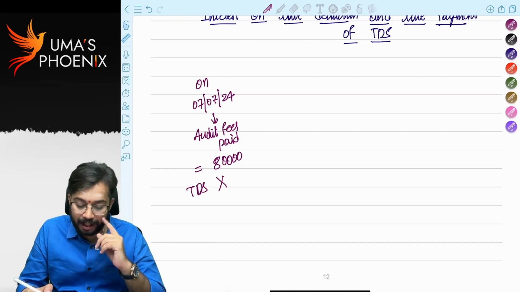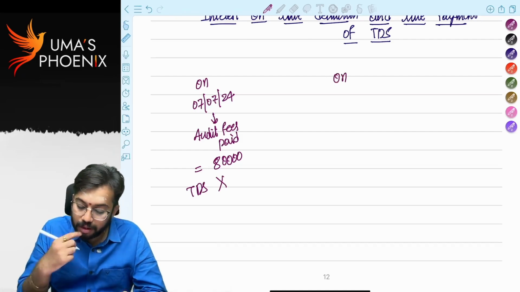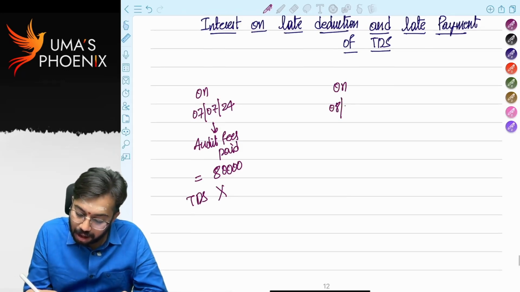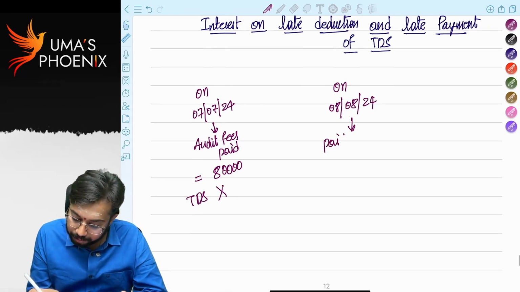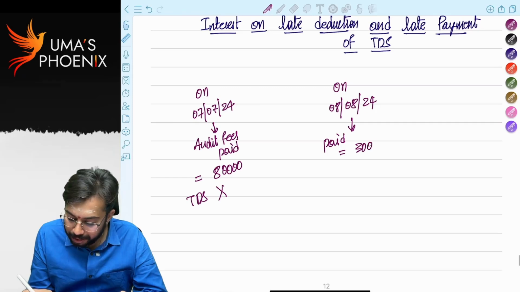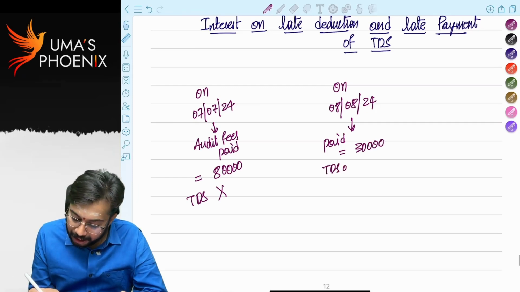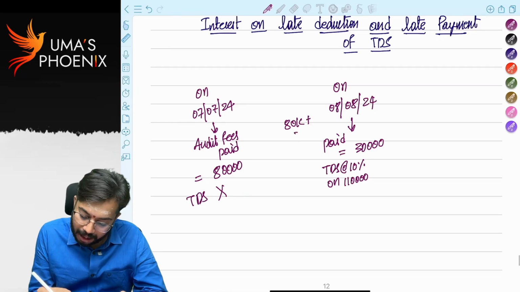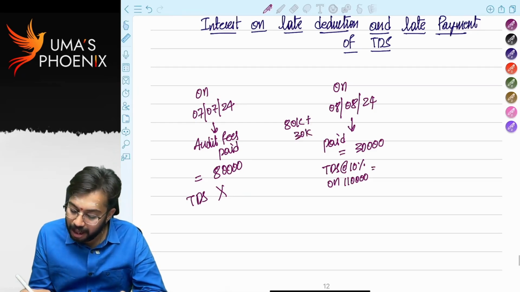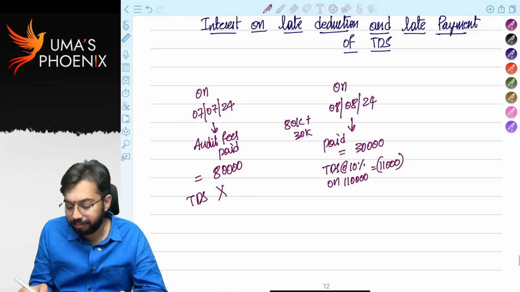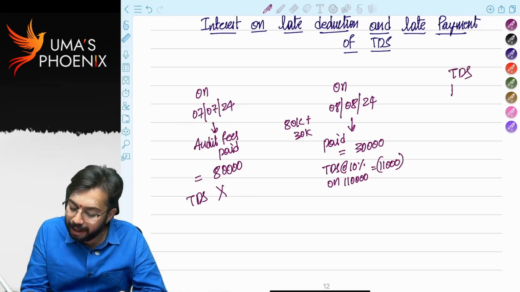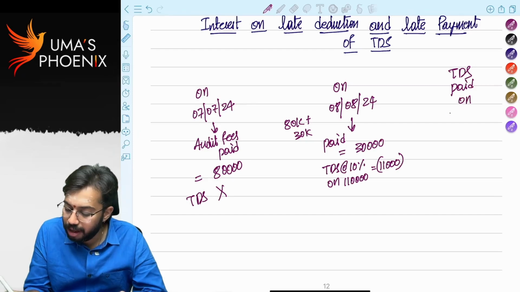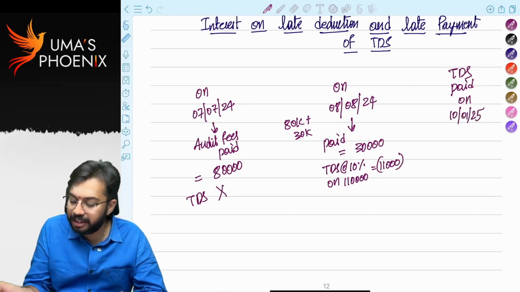When was TDS deducted? On 8th August 2024, another 30,000 was paid to me. On this, TDS at the rate of 10% on 1,10,000. That means 80,000 plus 30,000, total 1,10,000. How much? 11,000 TDS was deducted. When was it paid? TDS was paid on 10th January 2025. This is the scenario.